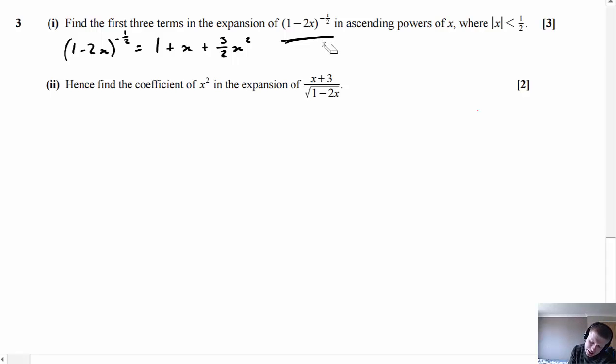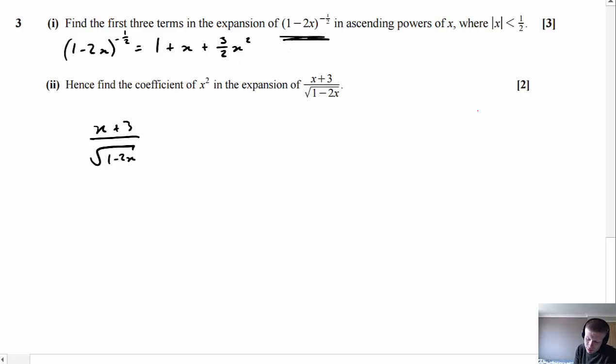So the fact that this is the second part of question 3, and as well as that they say hence, it means that we're going to be using the first part of question 3 somewhere in our answer. So first of all, let's have a look at (x + 3) over the square root of 1 minus 2x. Now, I'm going to rewrite that, and I want to try and link it back to the first part of the question.